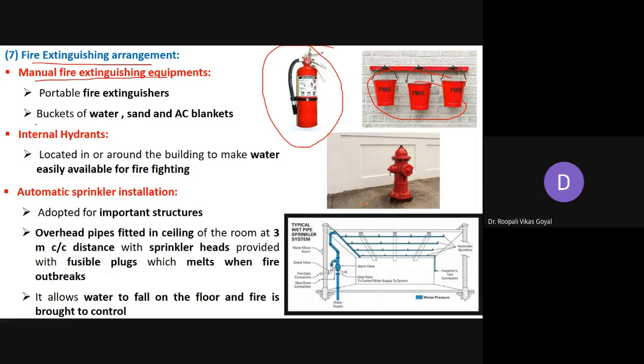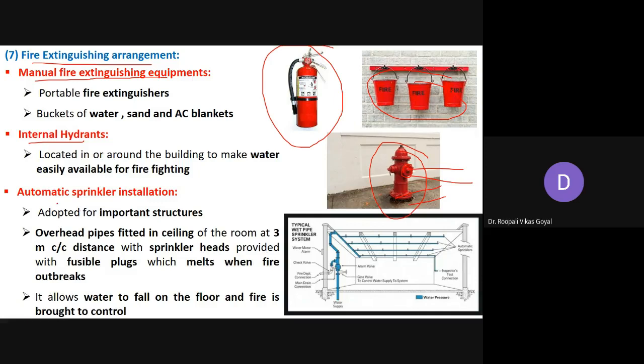Next is the internal hydrant. You might have seen this kind of hydrant. Generally it is located all around your building to make water easily available for fire. Normally its connection is with your municipal water supply pipeline. Whenever a fire takes place, the fire people will fix their hose pipe to this hydrant and utilize it. You have to get this water under pressure, so that pressurized water can be applied to the fire.